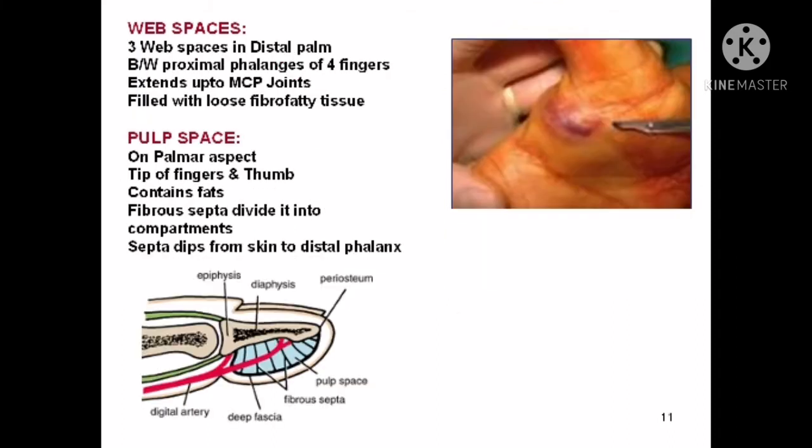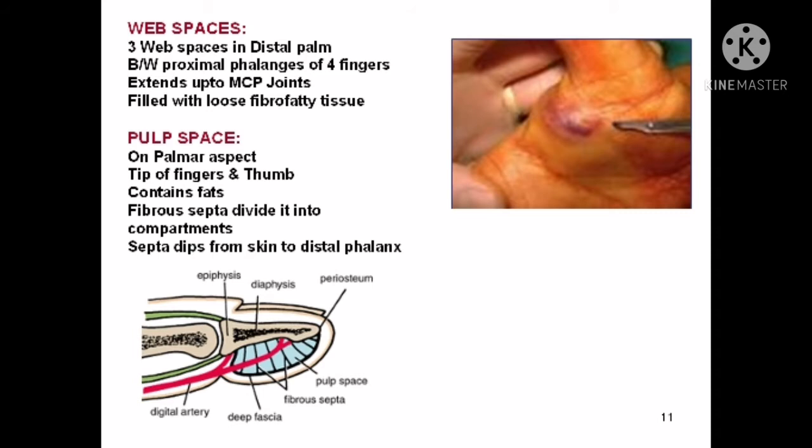The web spaces. There are three web spaces in the distal palm between the proximal phalanges of the four fingers. They extend up to the metacarpophalangeal joints and are filled with loose fibrofatty tissue. The web space can be infected, and the infection is localized and causes great discomfort if not drained, as shown in the diagram on the right side of the slide.